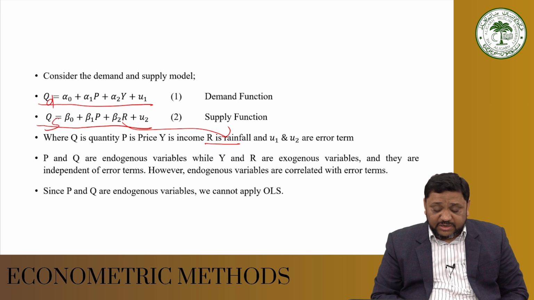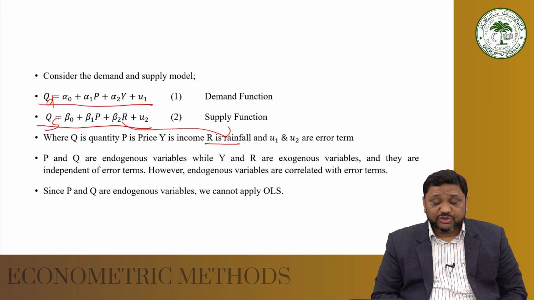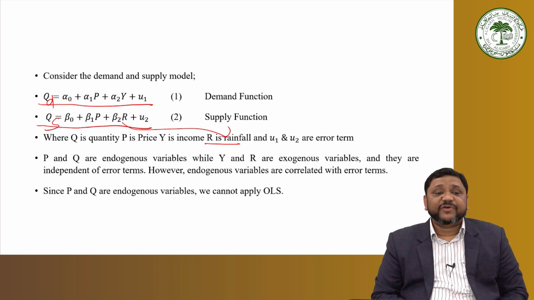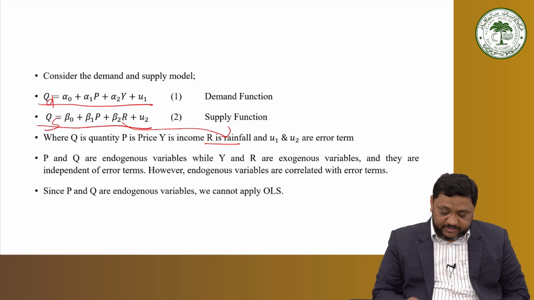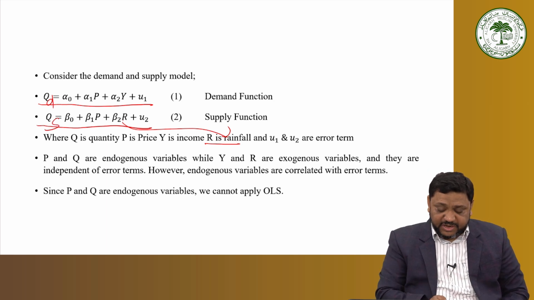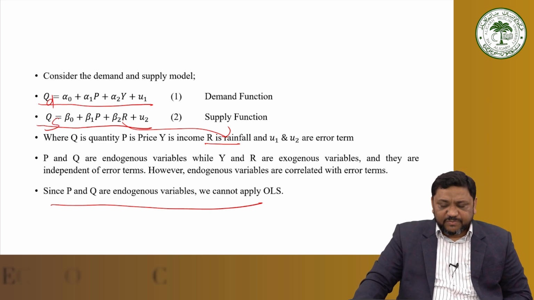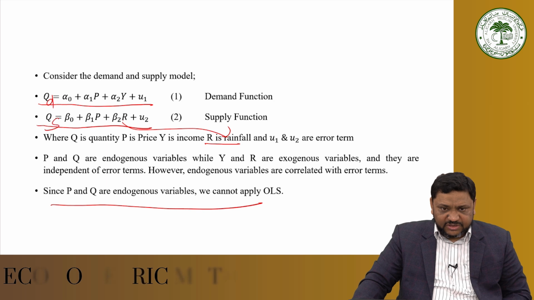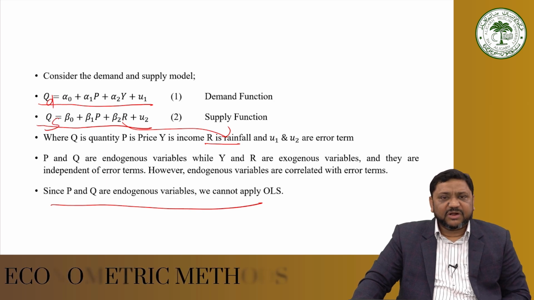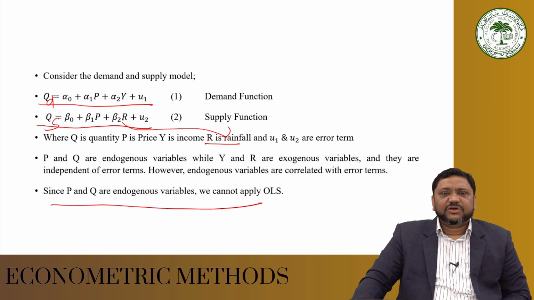Here, what are the endogenous variables? We can say P and Q will be the endogenous variables, and Y and R are the exogenous variables, and we assume that they are independent of the error term. However, the endogenous variables may be correlated with the error term. Now, since P and Q are endogenous, we have seen that if we apply OLS, the covariance is not equal to 0, and the estimates are biased and not consistent.